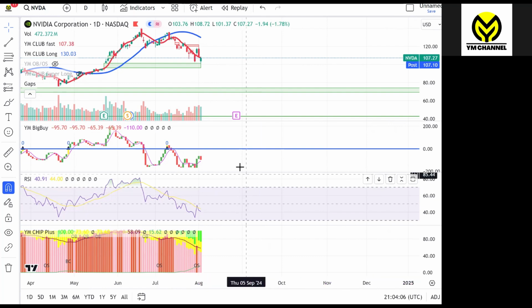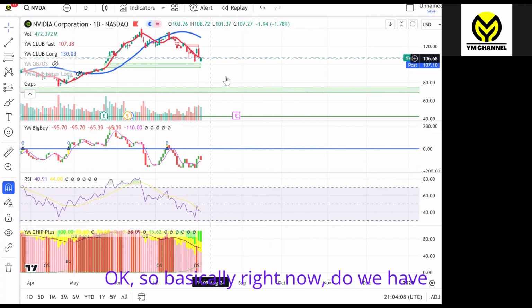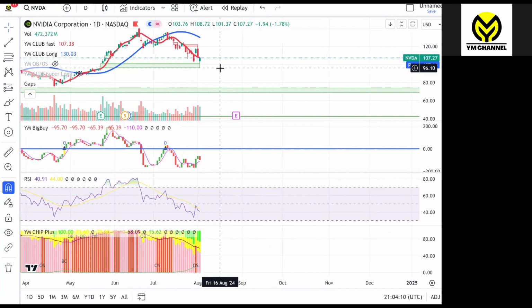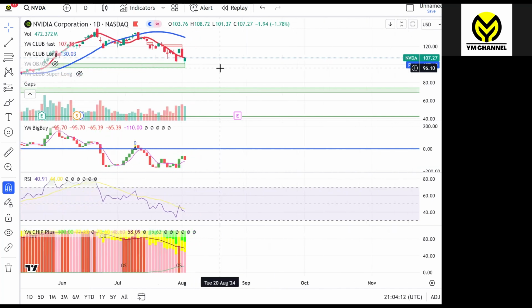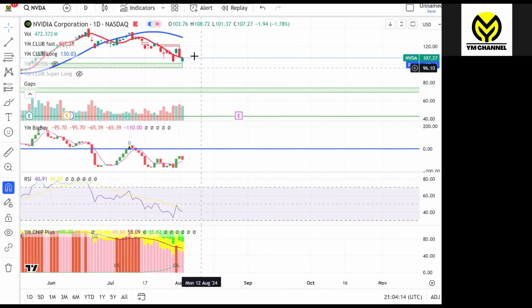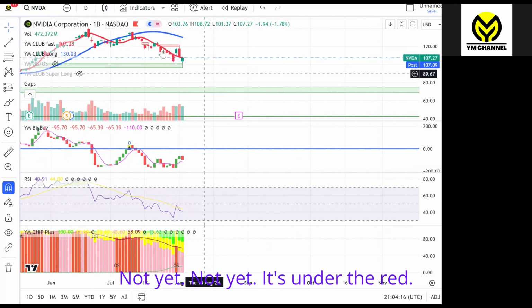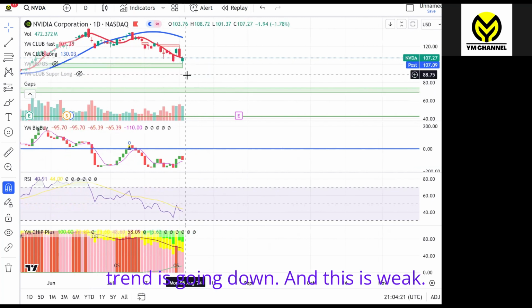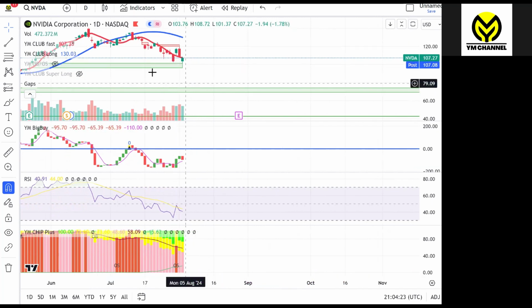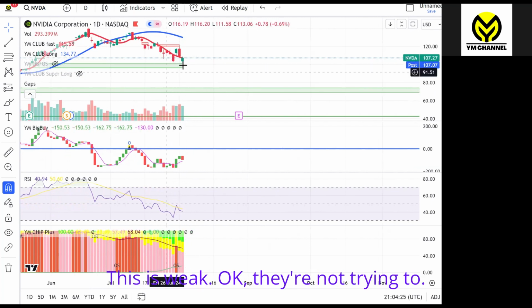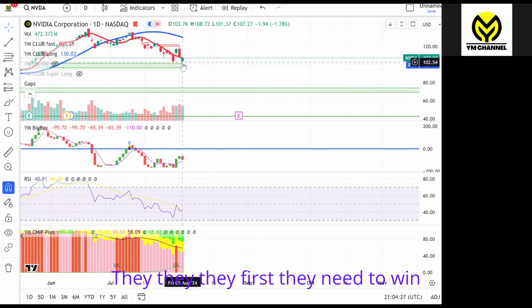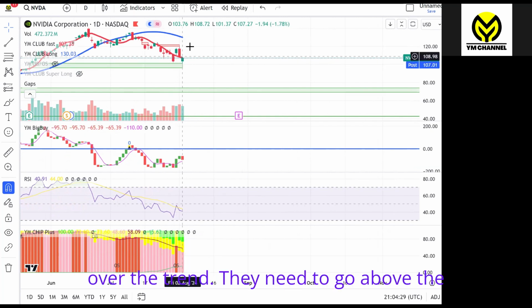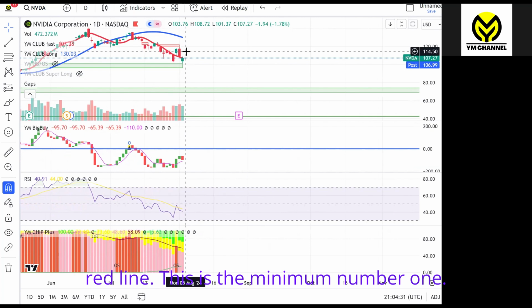Big money comes in. Okay, so basically right now, do we have any signal for NVIDIA? Not yet. It's under the red going down, blue going down. The trend is going down, and this is weak. They first need to win over the trend. They need to go above the red line. This is the minimum. Number one.